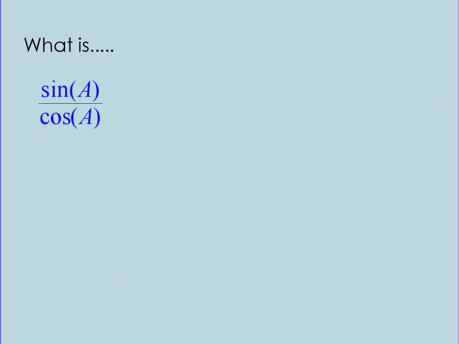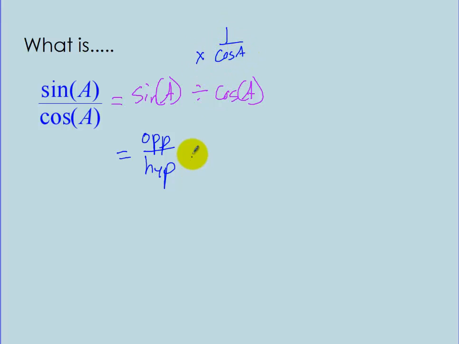And a side note, what does sine of A over cosine of A simplify to? Well, if we think about this, that's like saying sine of A divided by cosine of A. Sine of A is opposite over hypotenuse. And dividing by cosine of A is like multiplying by the inverse, 1 over cosine of A. Cosine is adjacent over hypotenuse. And what cancels out? Hypotenuse and hypotenuse. So you simplify to opposite over adjacent.